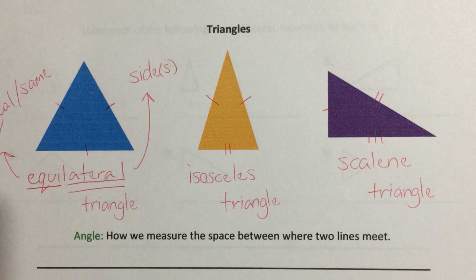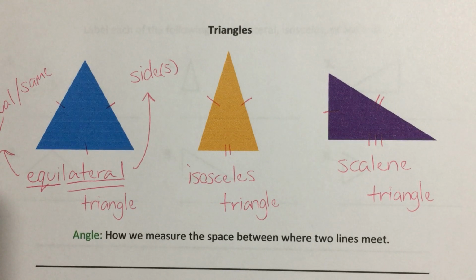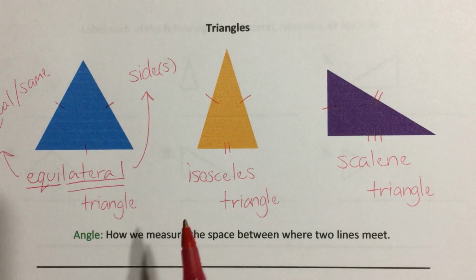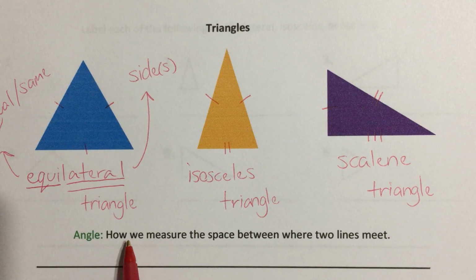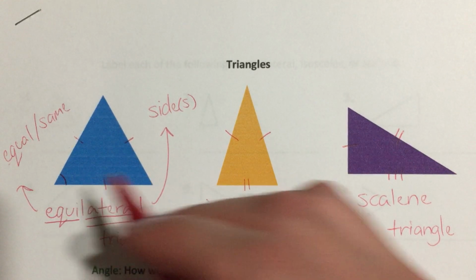Now the one other thing that we need to talk about before we do some of the practice problems here. Angle. I've used that word a lot, and it might be a word that you've talked about before. That's great. But just in case, put very, very basically, an angle is how you measure the space between where a pair of lines meet up. Okay, so if we're looking at it here, right here is an angle, where these two sides meet.